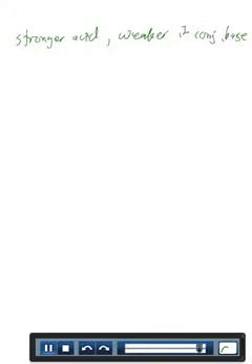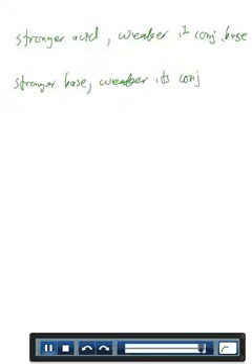So we can see the relationship. The stronger the acid, the weaker its conjugate base. And the stronger the base, the weaker its conjugate acid will be.